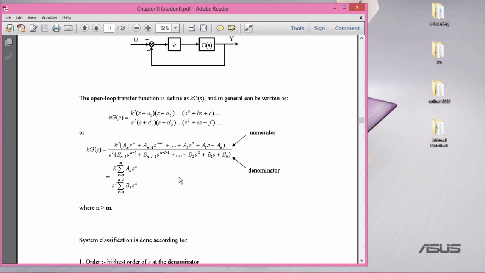So normally the transfer function is in the form of a ratio of polynomials. Sometimes the ratio is in terms of factors that we have discussed. But when you expand the factors in the numerator and in the denominator, you are going to get a polynomial, one in the numerator, one in the denominator. So the order of the system is known as the highest power of s. That is the order.